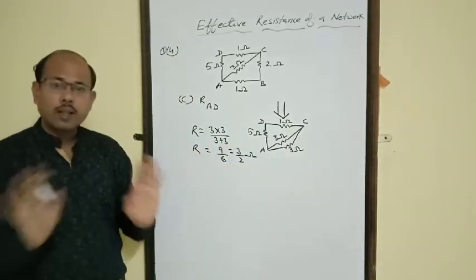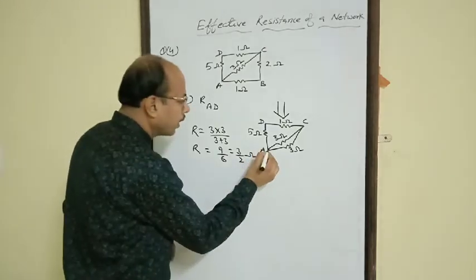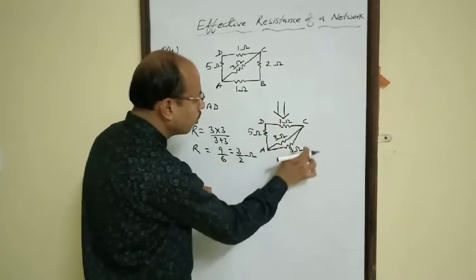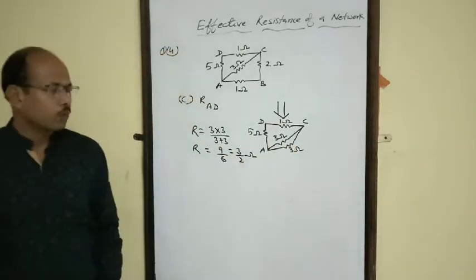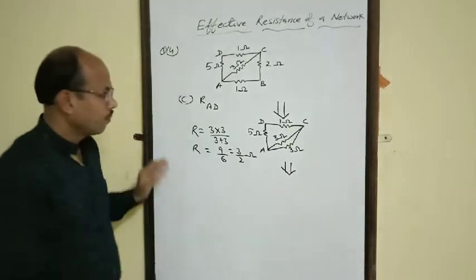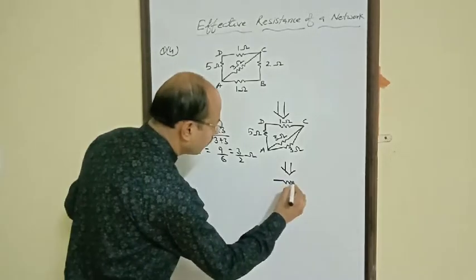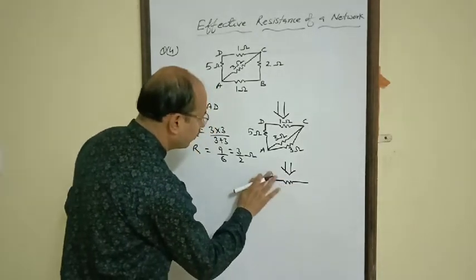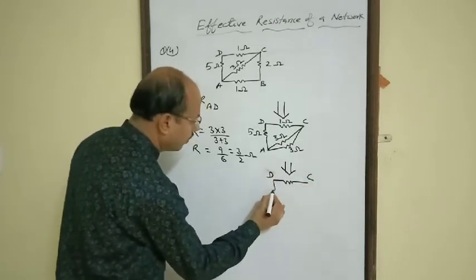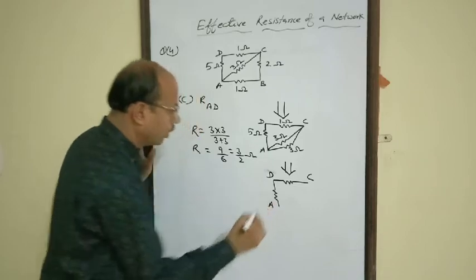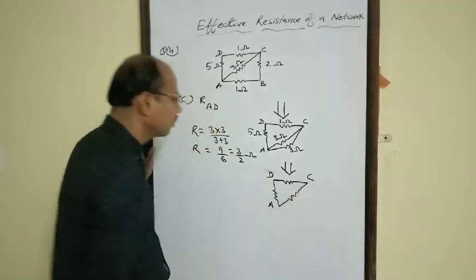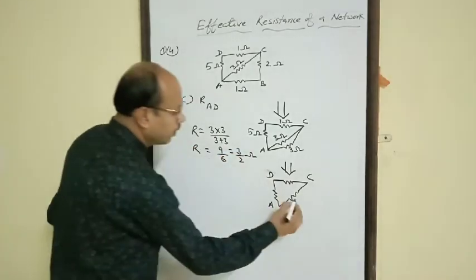This R is not the final answer. This is only the resistance between A and C, or we can say the resultant of these two only. This 3 and 3 will be 3 by 2. Now I am again reducing the circuit. Here it is point D. This is C, this point is A, and between this A and C, the effective resistance is 3 by 2.